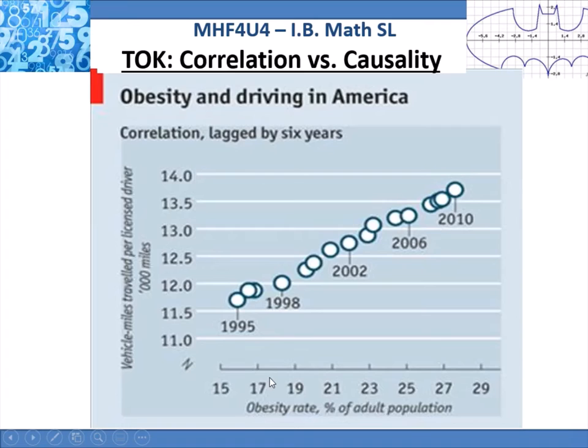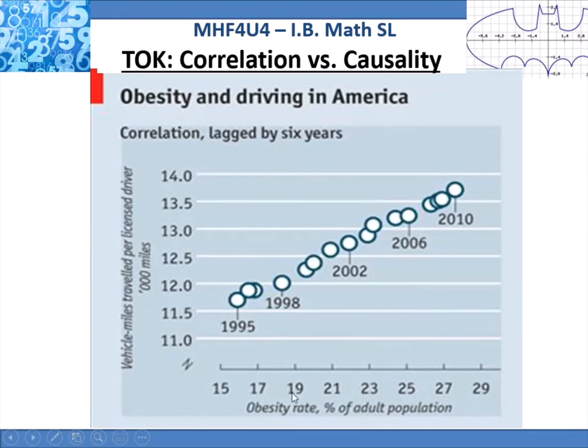This is from the Globe and Mail, a reliable Canadian newspaper. This is the obesity rate, and this is the number of kilometers driven. So you see, as the obesity rate increases, we see that people are driving more. So we might be led to believe, oh, obesity is happening because people are driving so much, which is possible. It's possible those two things are true, but it's not definite. We can't just assume that one causes the other just because we see it in the graph.